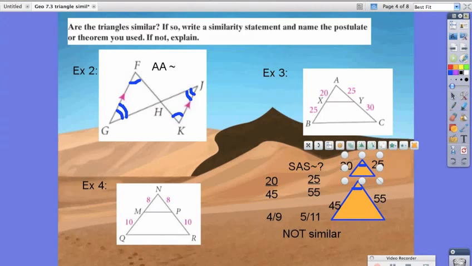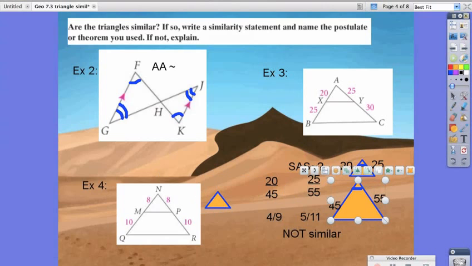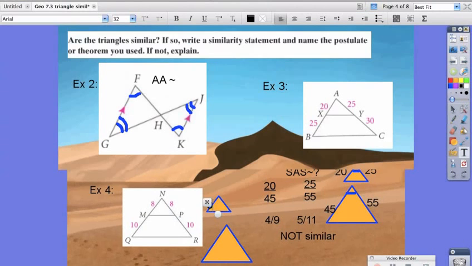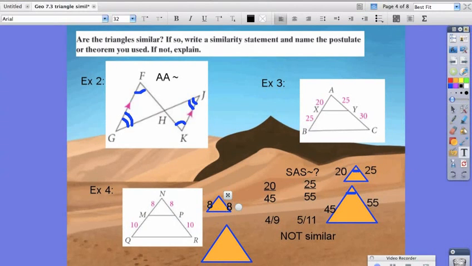Same idea, so I'm going to steal these mini triangles. We have this one and this one to represent the respective smaller triangle and large one. This is 8 and 8. This is 18 and 18. Notice it's 18 though because it's the full length of NQ.